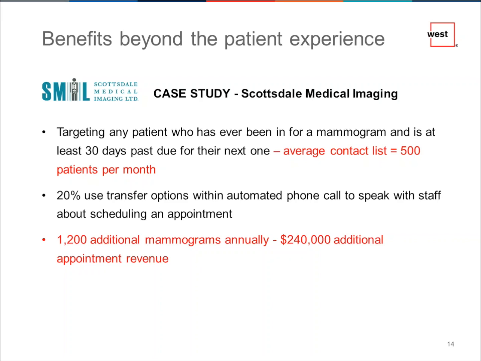But there's also been a huge impact in terms of appointment volume. They were targeting patients who were at least 30 days past due for their mammogram. For this practice, that meant an average of 500 patients receiving the communication each month. The 20% appointment booking rate, remember that's people who were listening to the message and then pressing the keypad to transfer and schedule, meant they were able to schedule an additional 1,200 mammograms annually, which the practice then estimated generated nearly $250,000 on an annual basis.